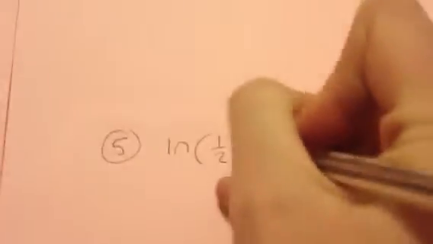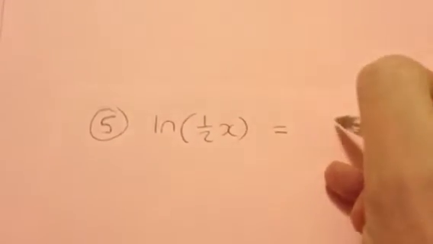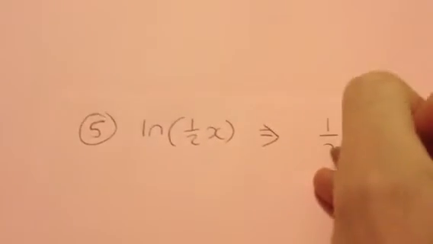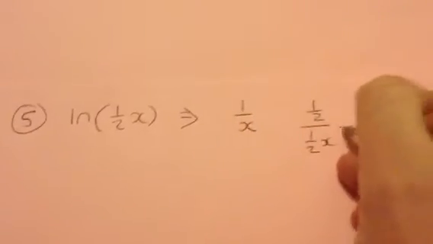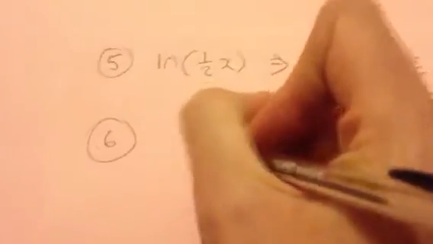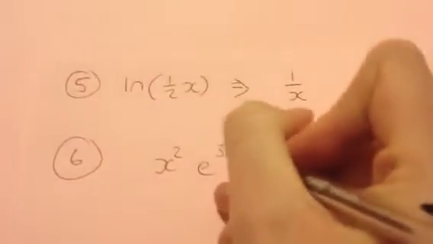Number 5, ln of a half x. Now that is just 1 over x. It differentiates to 1 over x, okay? Because it's a half over half x. And you do not want to be caught out in the exam with that, because they're naughty like that. Now x squared e to the 3x minus 1.